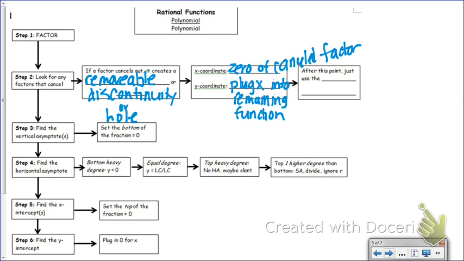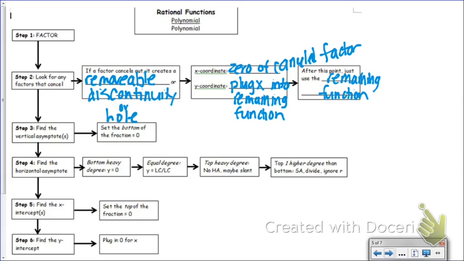And as soon as you've canceled out a factor, at that point, all you use for graphing is the remaining function. Okay, we're just using the remaining function. Now let's say you factor something and nothing cancels out. You just completely skip step 2, and we can move on from there.